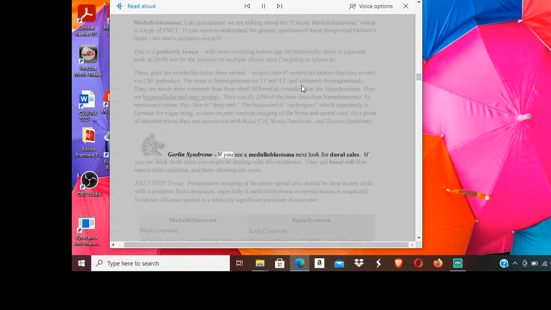Gorlin syndrome, associated with medulloblastoma. Next, look for the dural falx. If you see a thick dural falx, you might be dealing with this syndrome. They get basal cell skin cancer after radiation and have odontogenic cysts.